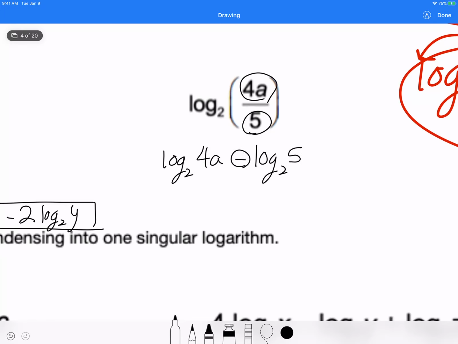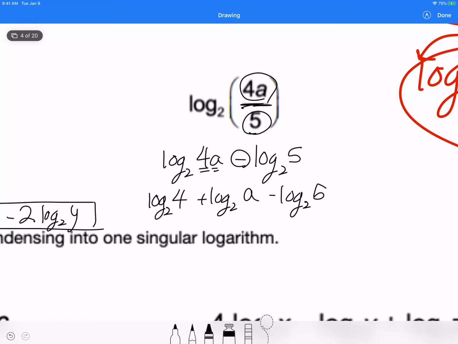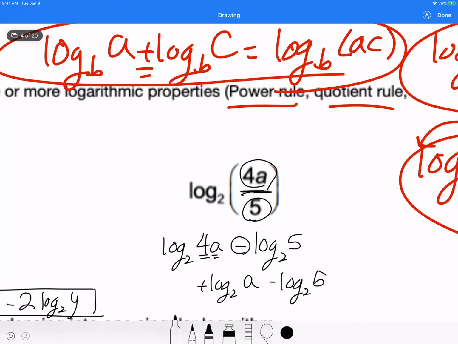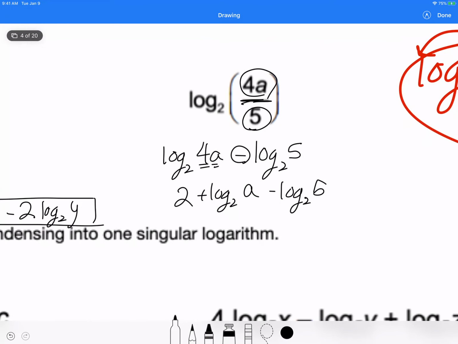Notice how I did the minus sign because it's being divided by. Then the 4 and the a, they're still being multiplied together, so I can separate them and say log base 2 of 4 plus log base 2 of a minus log base 2 of 5. And if you know, log base 2 of 4 is the same thing as saying 2. So whenever you can simplify that into very, very nice numbers, just write it down. This should be the final answer. This is the same thing as saying log base 2 of 4, just like I said.